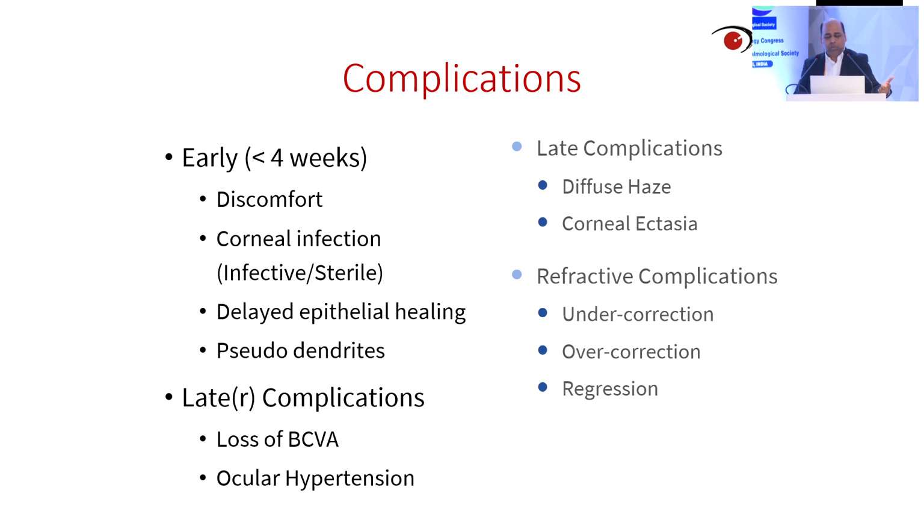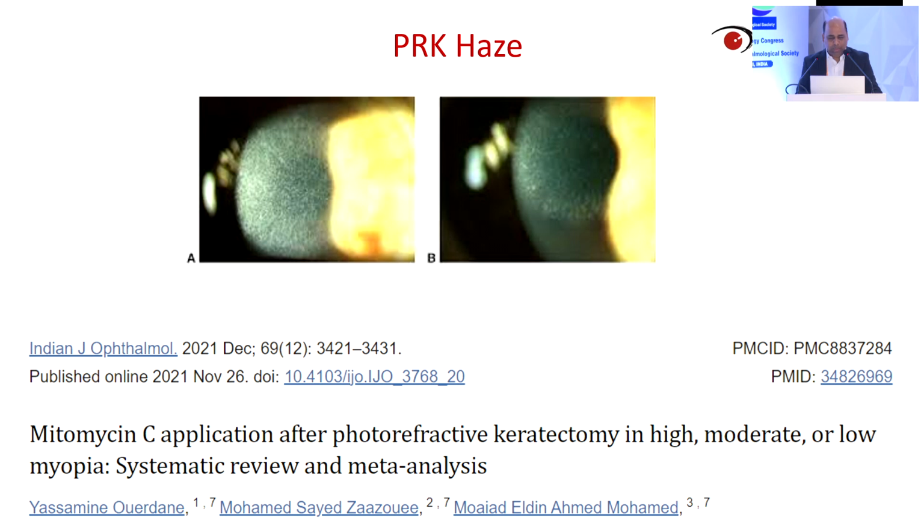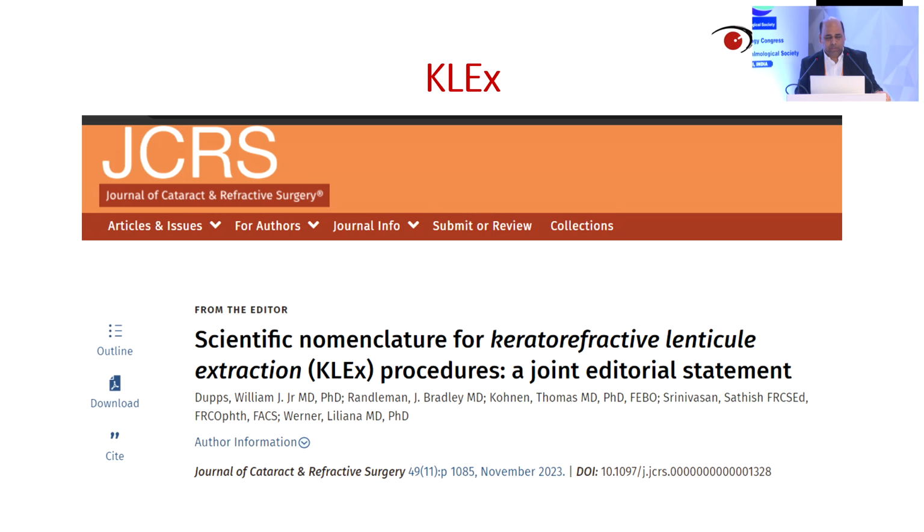Then refractive complications with PRK: if you're treating a very high number, the chance of regression is always there. So we have to be very careful. It's always better to be slightly toward overtreatment, so that if it regresses 0.5 or 0.25, the patient doesn't face any problem. And this is a publication on PRK haze, which tells us that with mitomycin C, the risk of haze goes significantly down.